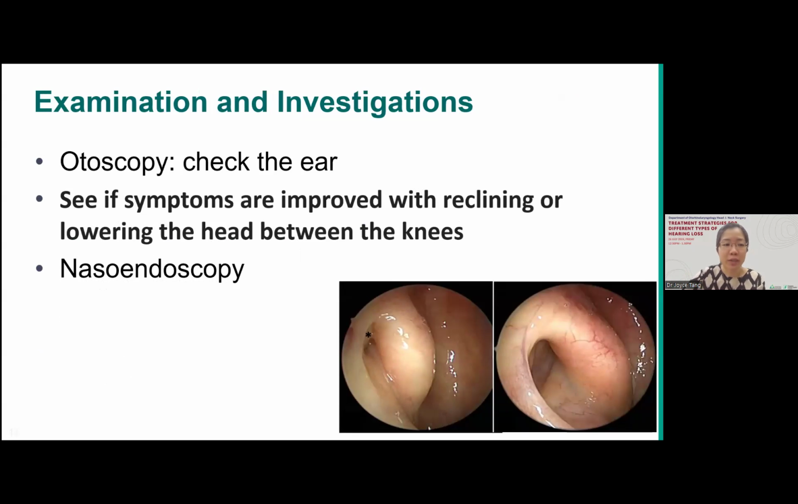Okay, so what do we do again? We check the ears. And then the next most important thing is we will ask you to bend your head all the way down between your knees. And if your symptoms disappear or improve, then you likely have a patulous Eustachian tube. And of course, we end off by doing a nasal endoscopy, checking the actual Eustachian tube opening to see if it's indeed too open.